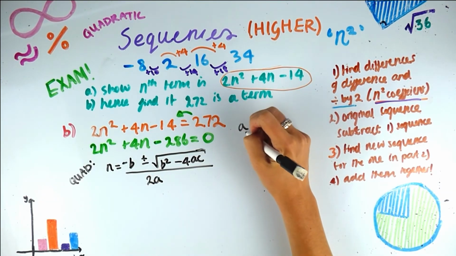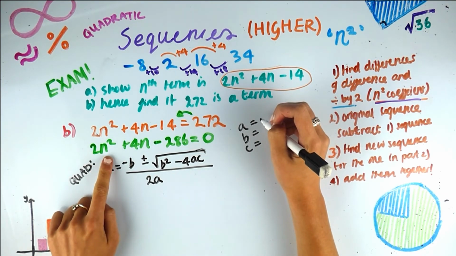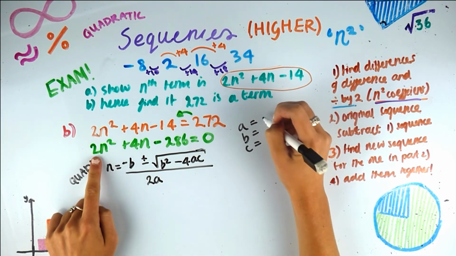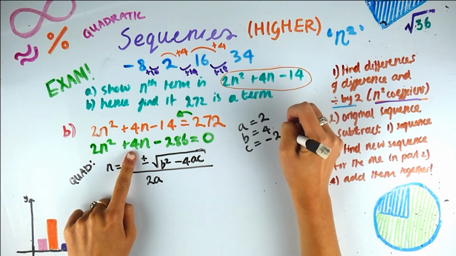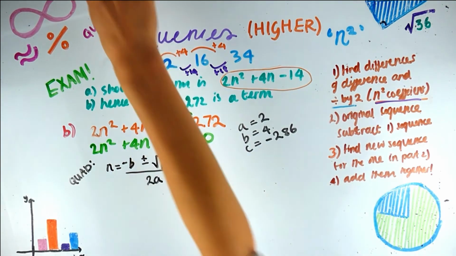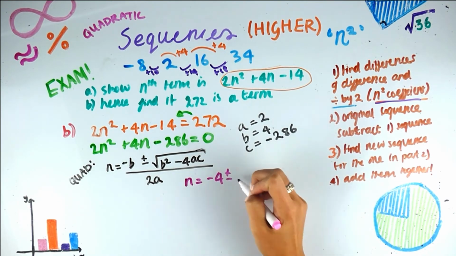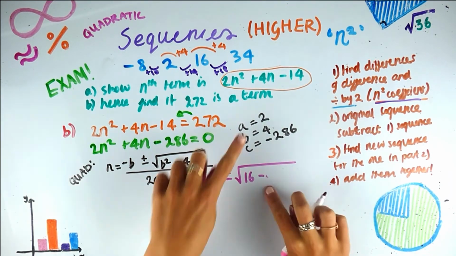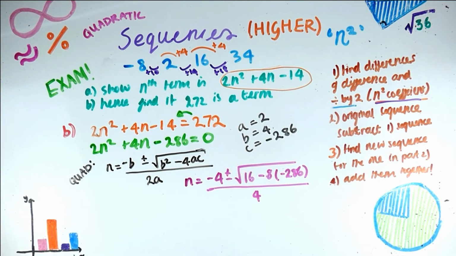So first let's identify a, b and c. a is the coefficient, the number before the squared term, so that's 2. b is the 1 before n, and c is minus 286. So we're now going to substitute those numbers into our equation. So n is equal to minus b, minus... Okay, so then you plonk that in your calculator and you hope that n is a whole number.